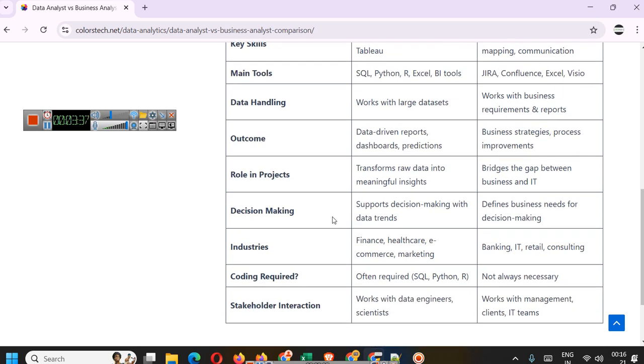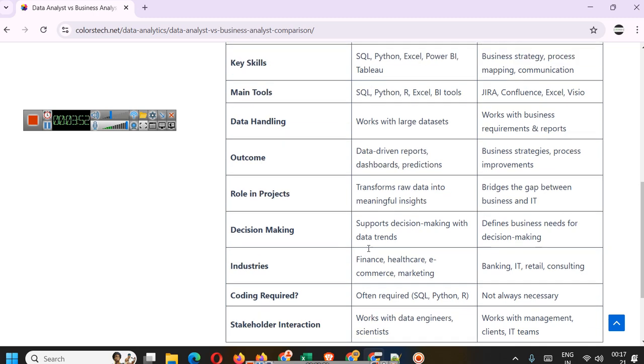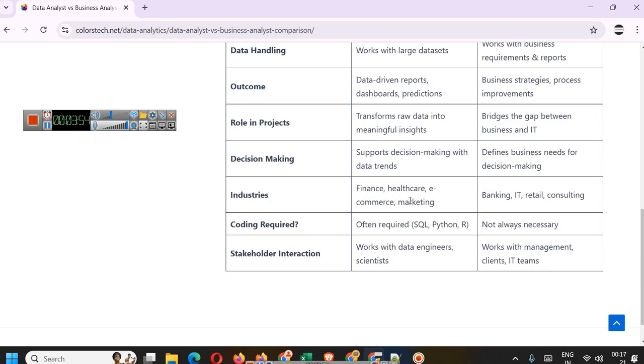Decision making. So a data analyst supports decision making with data trends, and a business analyst defines business needs for decision making. Industries. Some industries for data analysts will be finance, healthcare, e-commerce, marketing. And for business analysts, it will be banking, IT, retail, and consulting.